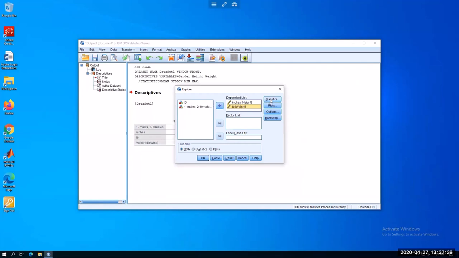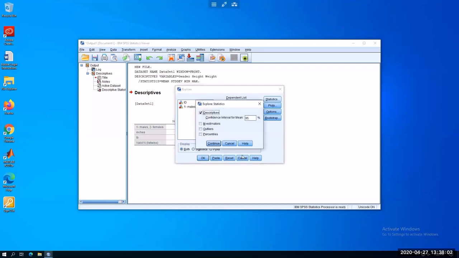Now you can click on statistics and select different... Can you show me the last step you showed, like gender and one male? I moved just height and weight. Okay. And it will be dependent list, right? Okay. Yes. Yeah, then statistics, right? Yeah. So you can choose here what you want to see. Do you want percentiles, outliers, and so on?